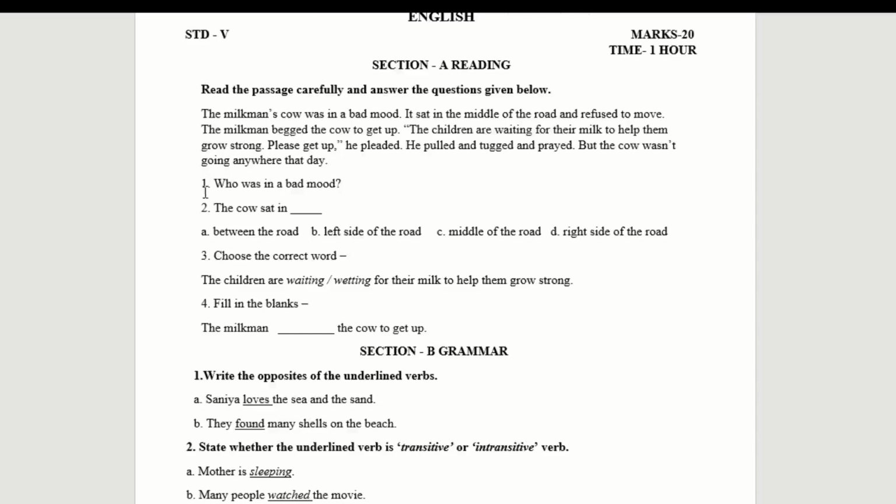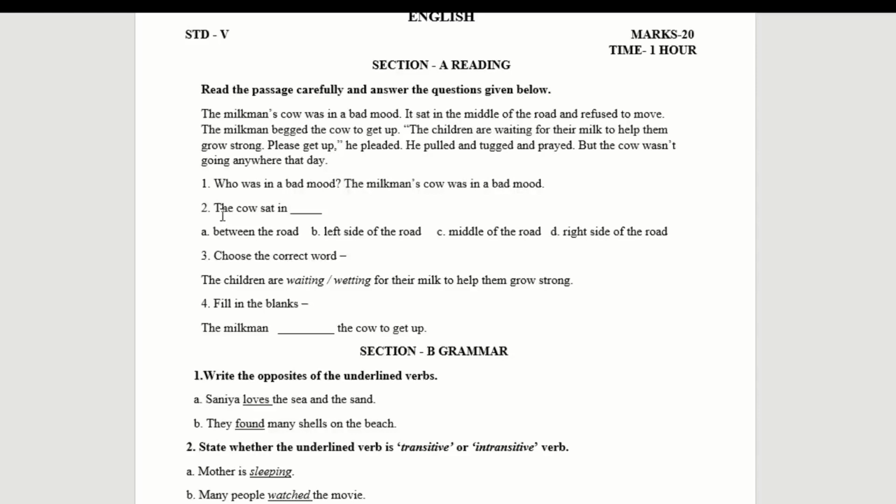When you write in the answer sheet, look at this question: who was in a bad mood? This is a question which is asked to be answered in a sentence. The answer will be: yes, the milkman's cow. The milkman's cow was in a bad mood. You are supposed to write the answer like this in your answer sheet. You are supposed to write only the answers in the answer sheet.